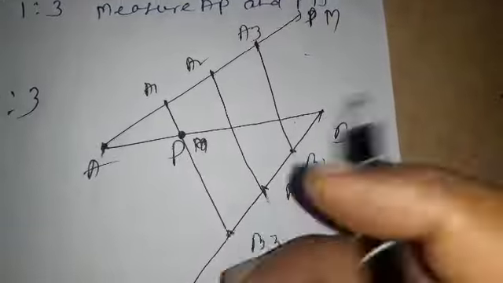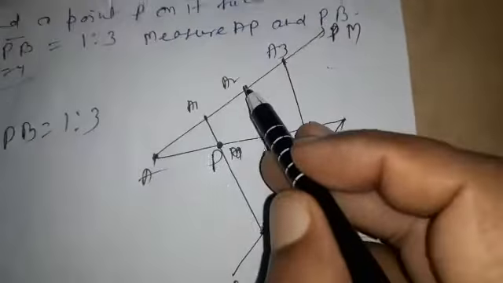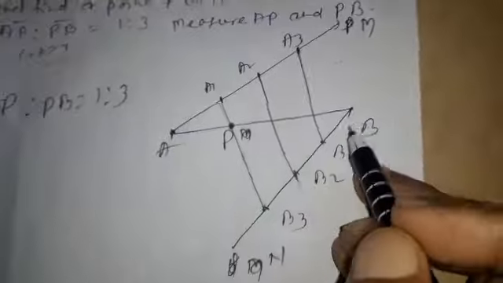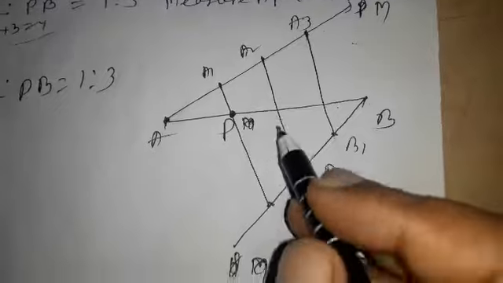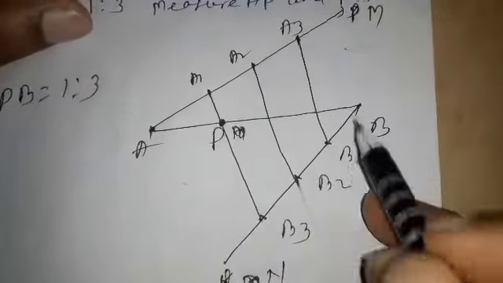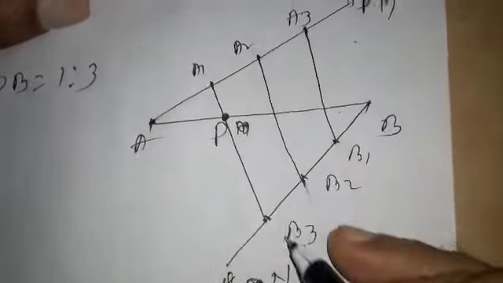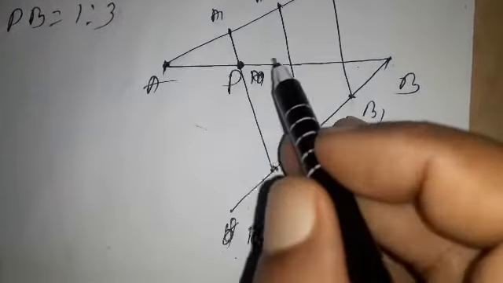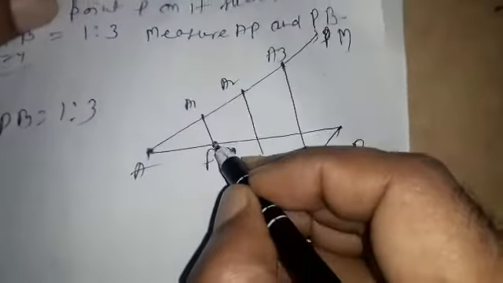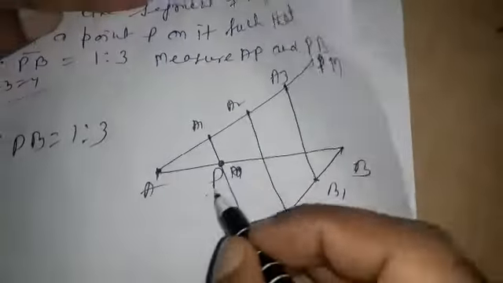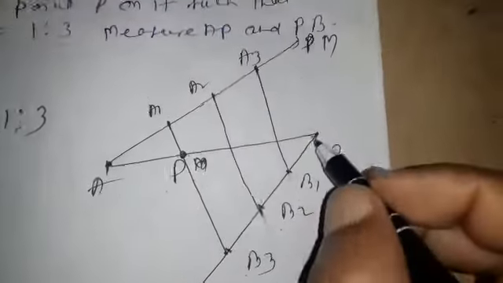It means these distances are equal. Now join A3 B1, A2 B2 and A1 B3. Now it is divided into 1, 2, 3, 4 equal parts. Here we have to divide it in the ratio 1 is to 3. So taking point P, now AP by PB is equal to 1 is to 3. AP is to PB is equal to 1 is to 3.